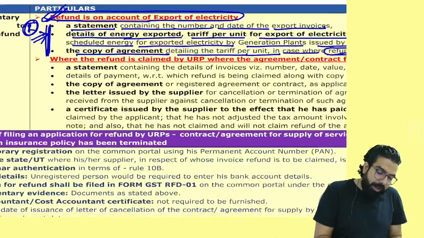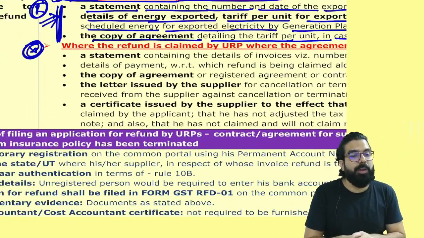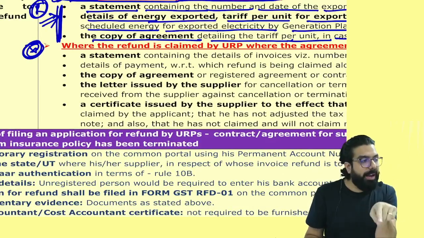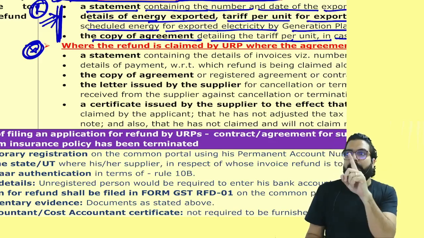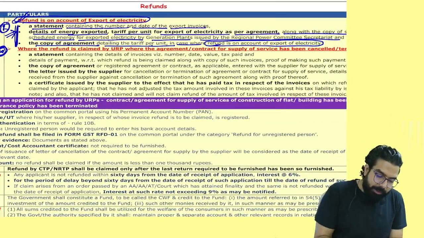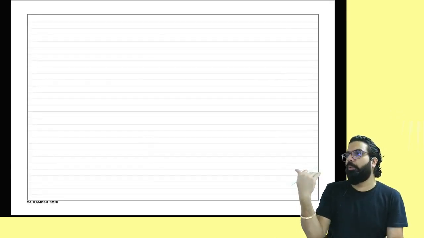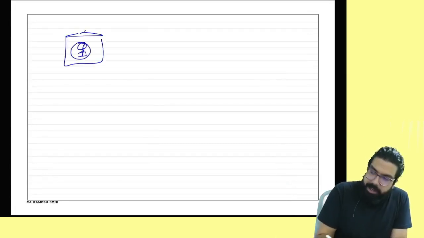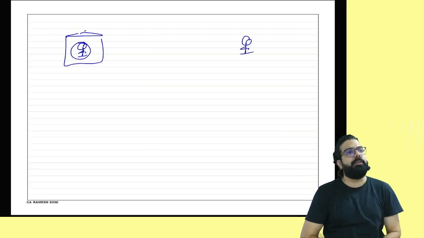Now, everyone over here, there are two cases when an unregistered person also will be given a refund. I will give you both examples. Supposing this is the builder, a real estate builder. He sold me a flat, an under construction flat. Will he charge me GST or will he not charge me GST?